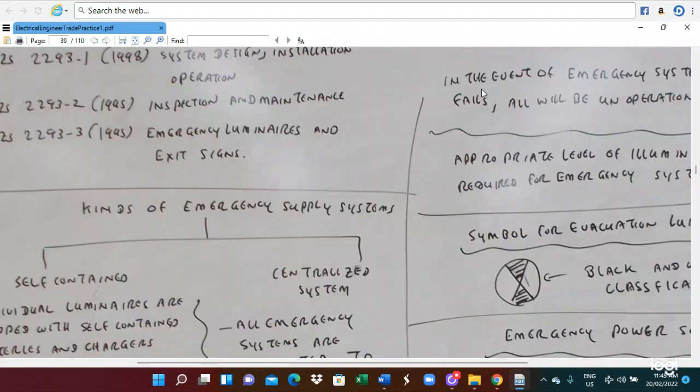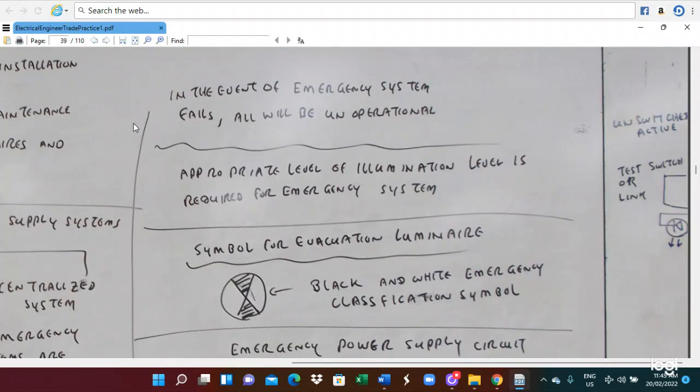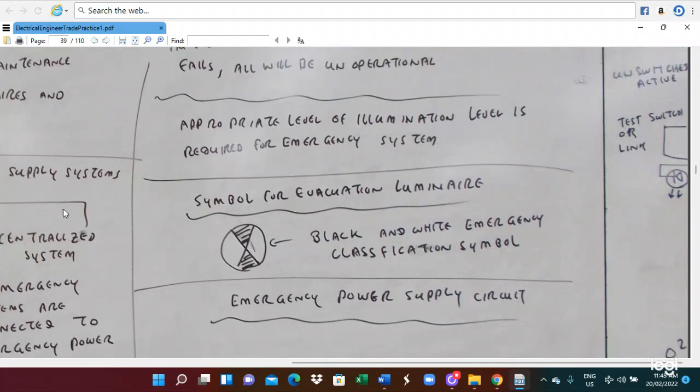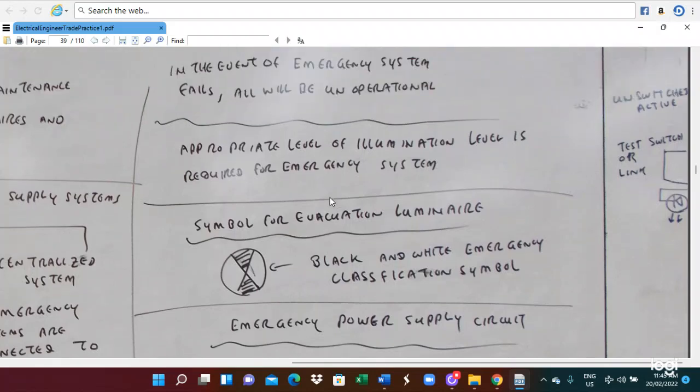In the event of failure, the whole centralized system fails, which is its disadvantage. Therefore, an appropriate illumination level is required for the emergency system.